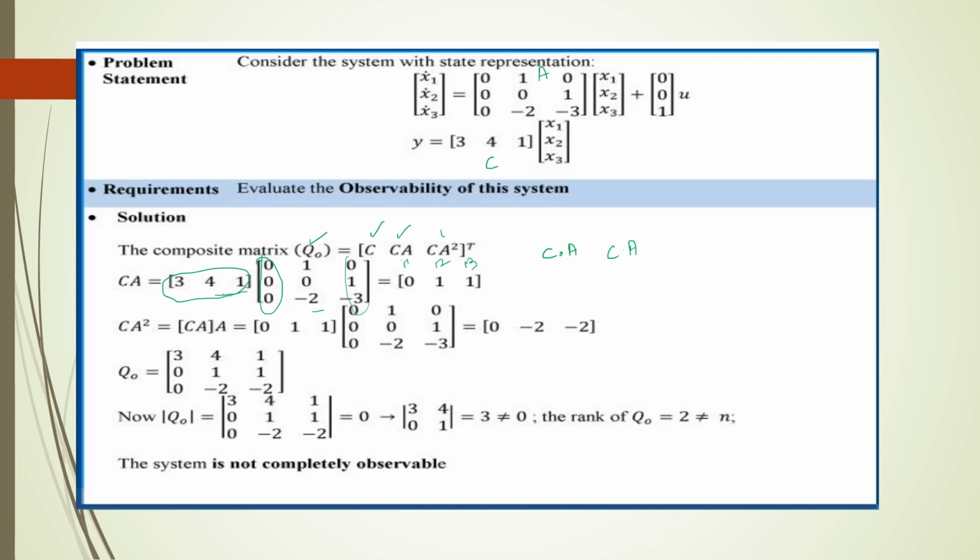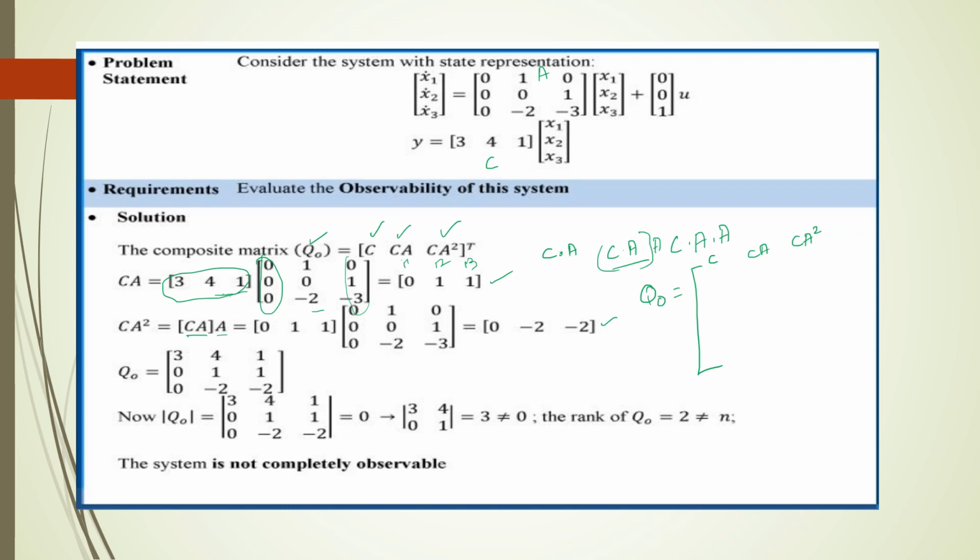So the next step is to find C dot A dot A. We already have CA. Now we just multiply A with the result we got in the previous step. So just multiplying A with this, we got the answer. So now we got all three elements. Now we need to form the QO matrix. First we fill out C, then CA, and then CA square. We are taking the transpose also.